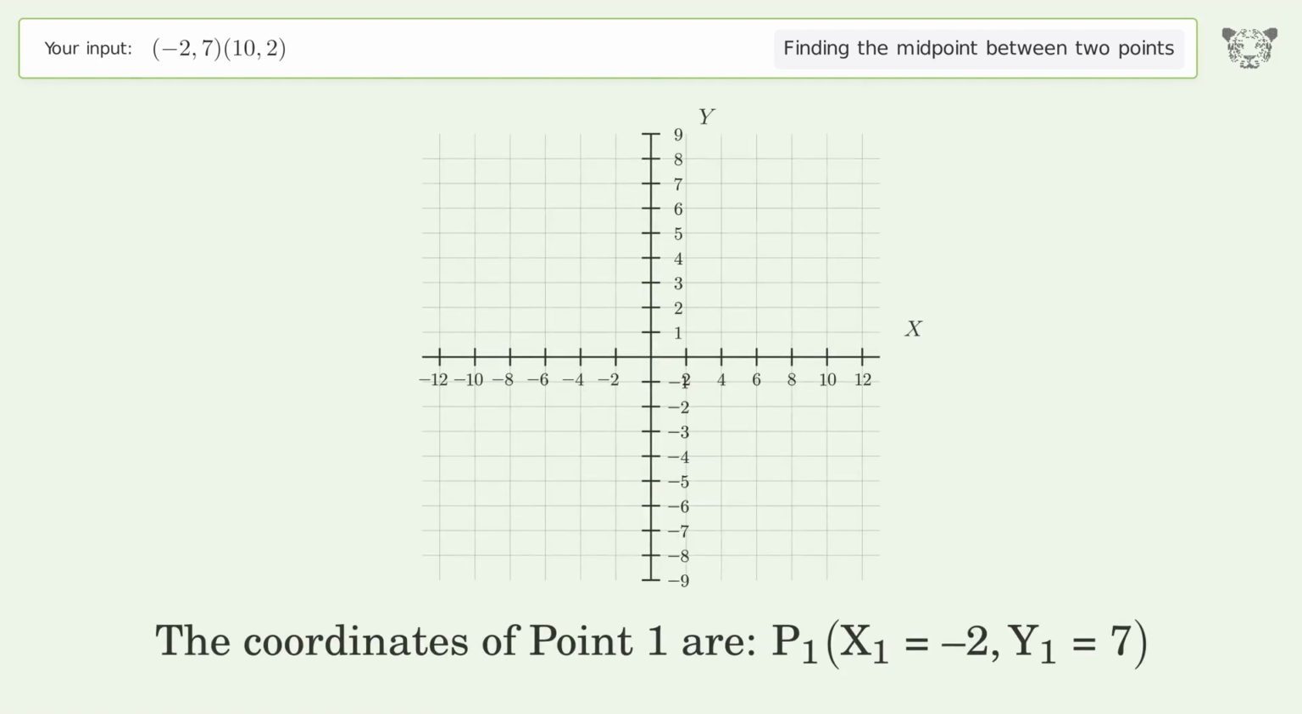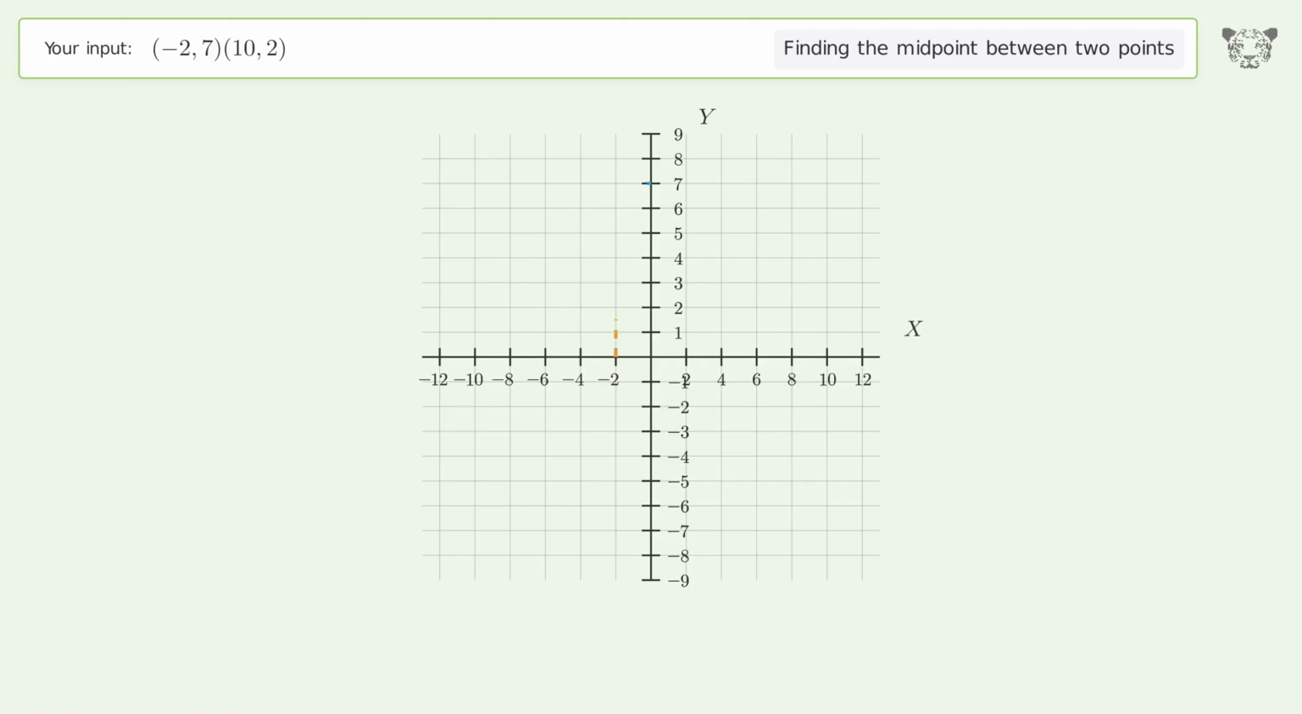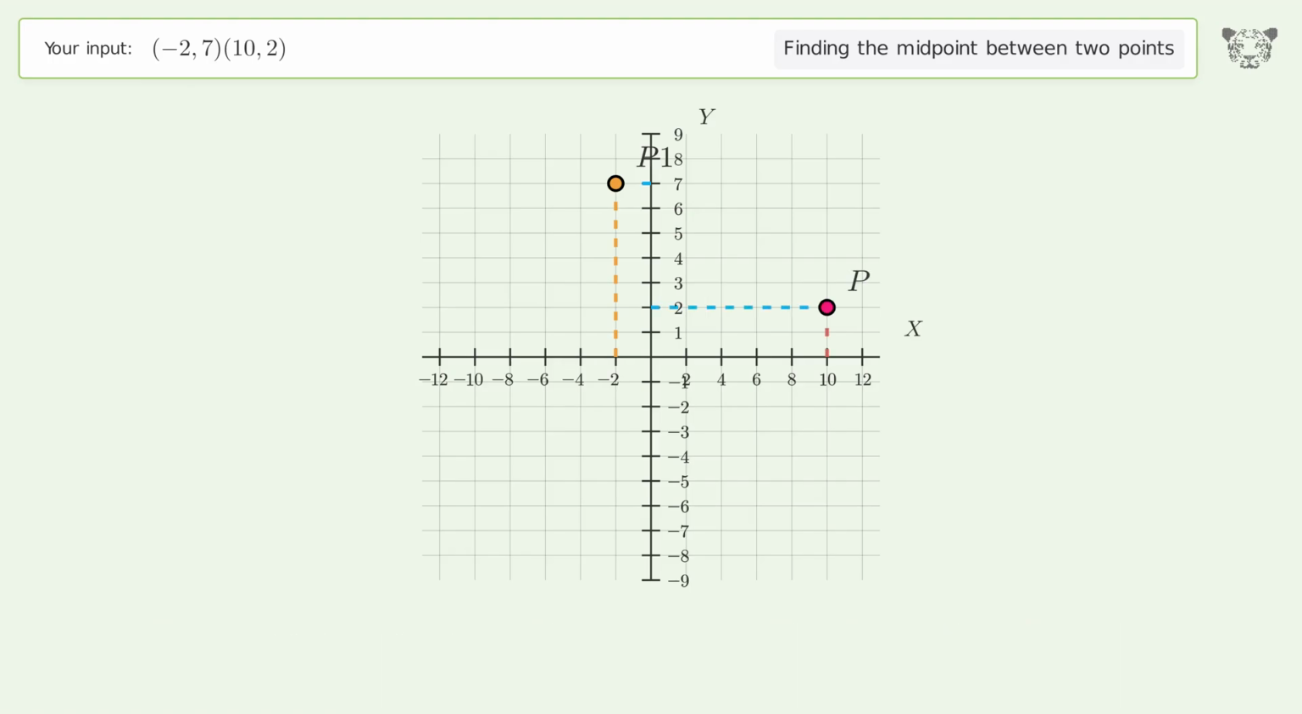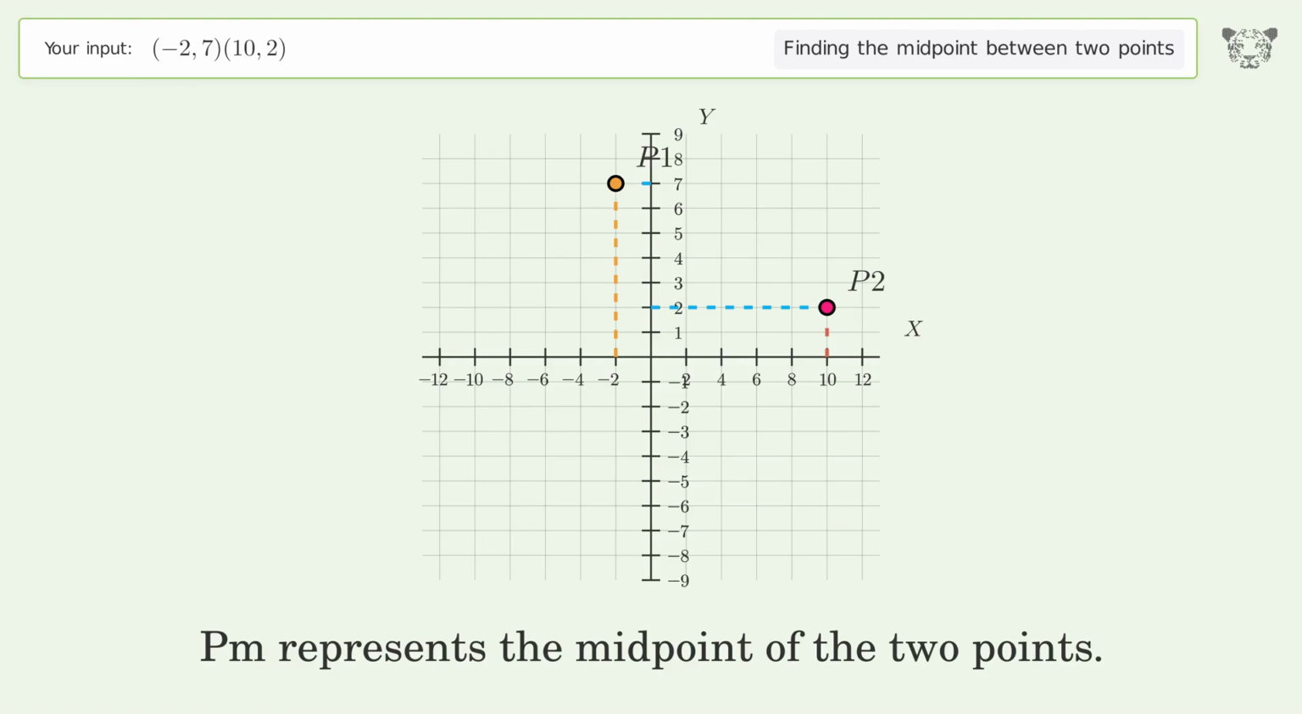The coordinates of point 1 are x1 equals -2, y1 equals 7. The coordinates of point 2 are x2 equals 10, y2 equals 2. PM represents the midpoint of the 2 points.